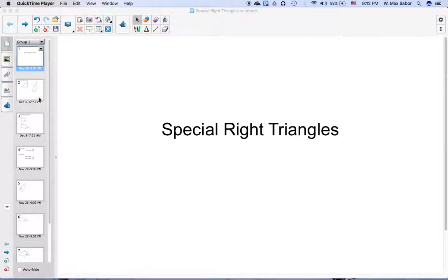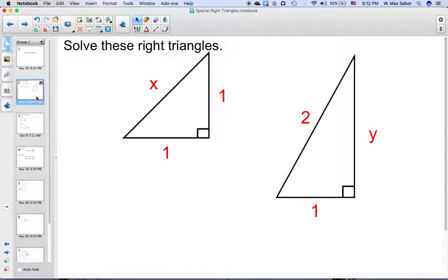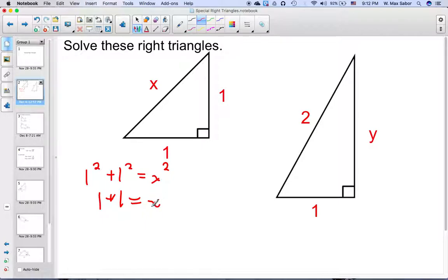Special right triangles. Special right triangles come down to two very particular triangles that we can generalize from. Using Pythagorean theorem, we can say that 1 squared plus 1 squared equals x squared. So 1 plus 1 equals x squared, and 2 equals x squared. Now when we square root both sides, we get x is the square root of 2.